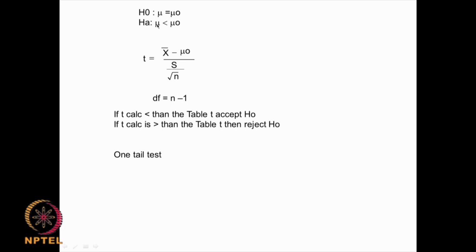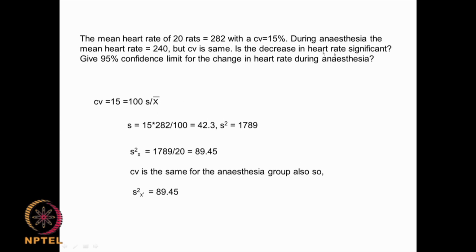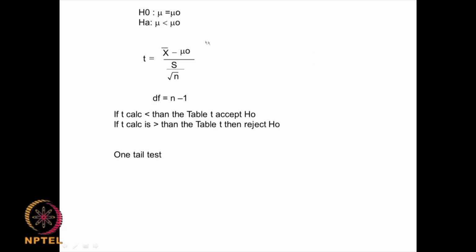In HA we say mu is less than mu naught. If you read the problem, it says decrease in heart rate. So we are saying mu is less than mu naught. So what do we do? We take our t equation: t is equal to x bar minus mu naught divided by s by square root of n. You remember this equation, right?